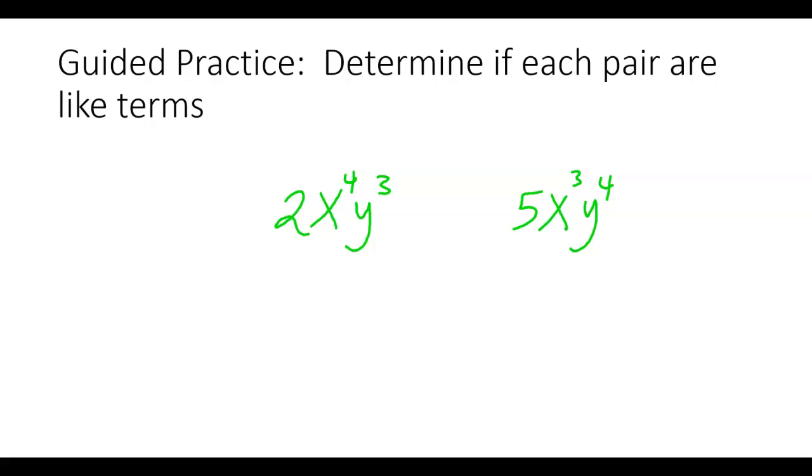Right. So I'm just making you guys think a little more. They both have an x, right? They both have a y, but this is an x to the 4th. This is an x to the 3rd. This is a y to the 3rd. This is a y to the 4th. So these are not like terms. They have to be the same letter with the same exponent. So it would have to be x to the 4th, x to the 4th, y to the 3rd, y to the 3rd. Okay? All right.